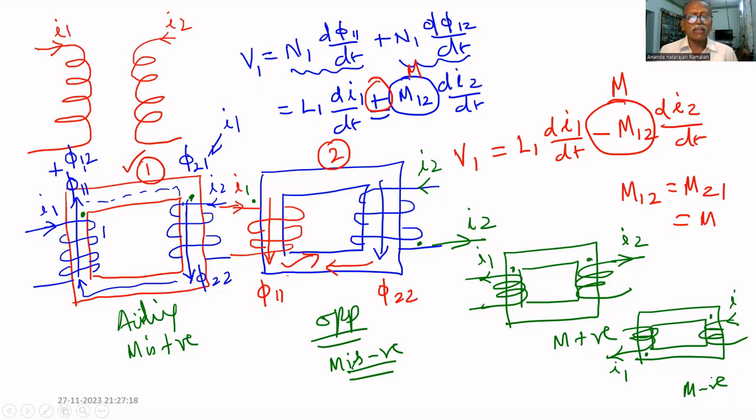In one coil, current is entering the dot, and in another coil, current is leaving the dot, which means negative M. This is the convention used to represent the orientation of winding, how it opposes or aids, how it differs. If the coil is wound this way, flux will be upward. If the coil is wound the opposite way, flux is downward. That's why the orientation is represented by dot.